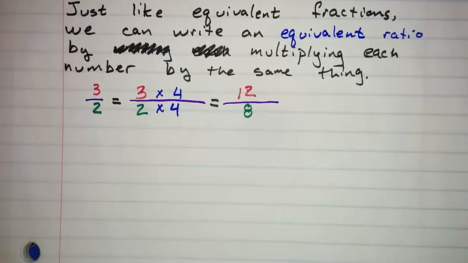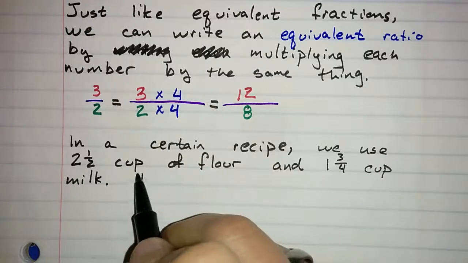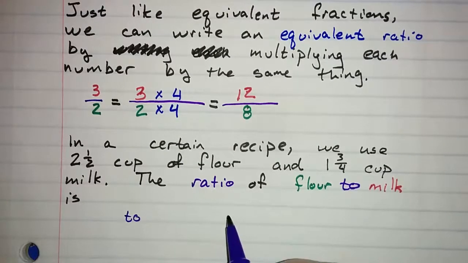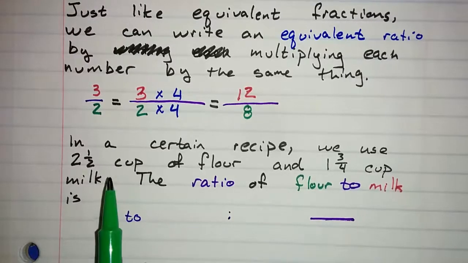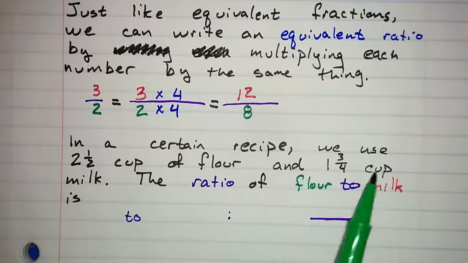One place we often find proportional quantities is in recipes. Suppose in a certain recipe we use 2½ cups of flour and 1 3/4 cups of milk. Then the ratio of flour to milk is, well, we could write it using the word "to," using a colon, or in fraction notation. Notice for the moment that these are both measured in cups. We'll talk about units of measure shortly. These are both in cups, so we can ignore them.